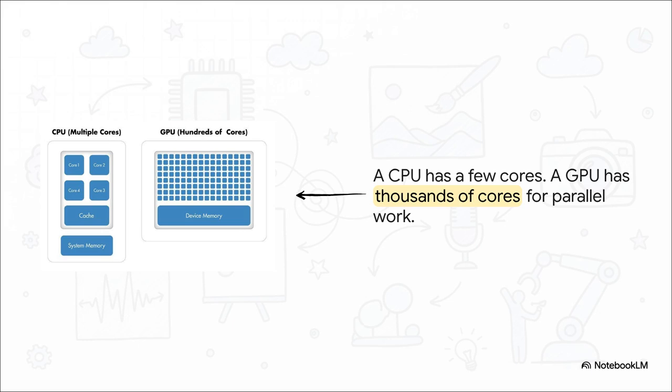On the left, you've got a CPU, the traditional brain of a computer. Think of it like a brilliant professor with a few powerful cores, designed to do tasks one after another, super fast. On the right, that's a GPU. It's more like an army of thousands of students, each with a simpler core. It's not built for one task at a time. It's built for parallel processing, doing thousands of calculations all at the same time.